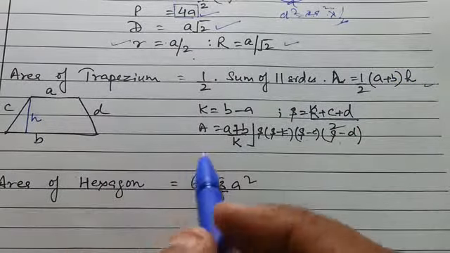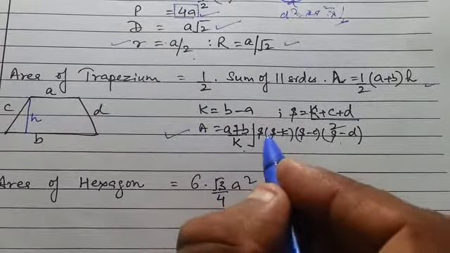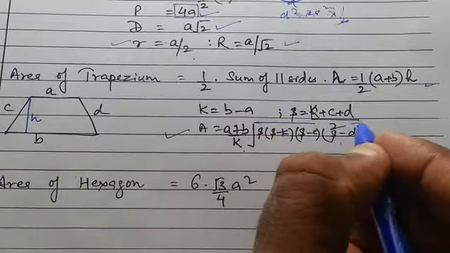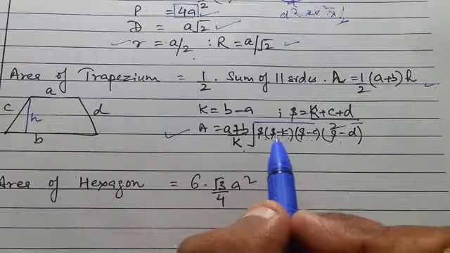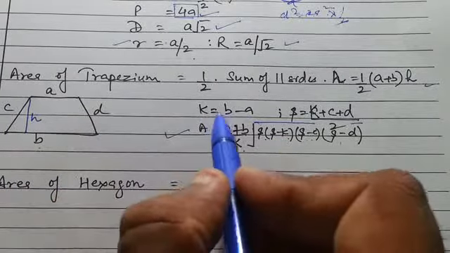Now, another formula for finding the area is (a plus b) upon k under root s minus k, s minus c, s minus d. So what is this s? What is this k? What is this c? We'll look at it. So a and b we already know. We already know c and d. We are left with k.